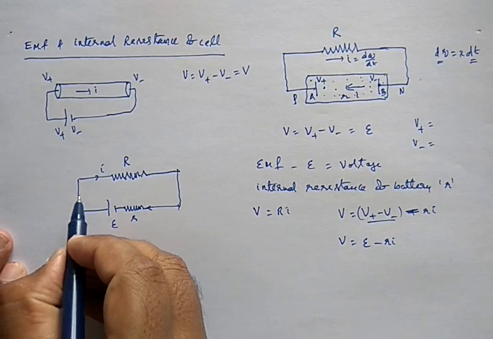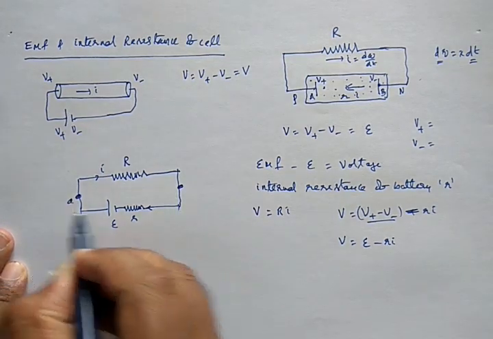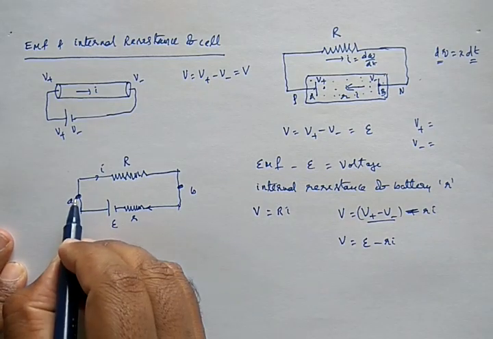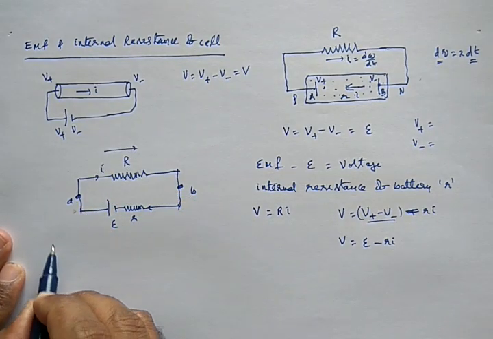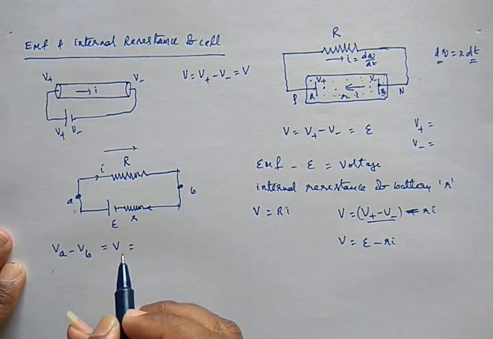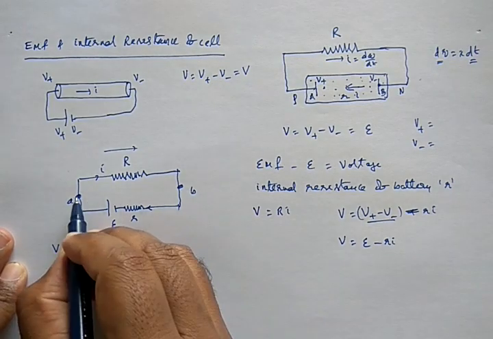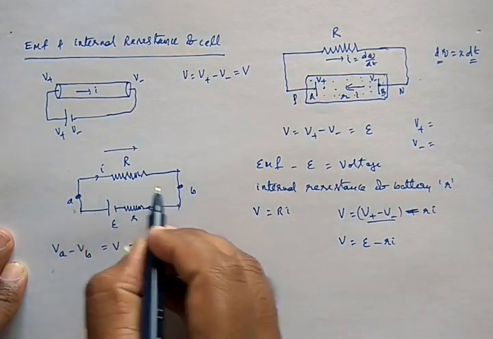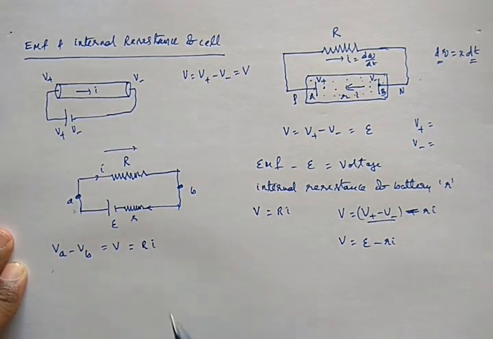Now let us take 2 points here. You pick up 2 points, A and B. So first measure voltage across A and B in this direction. So now you get VA minus VB. Let us take it as V, that equals, here is high potential and here is low potential, and the voltage across these 2 points will be equal to R times that current. So you can write Ri.